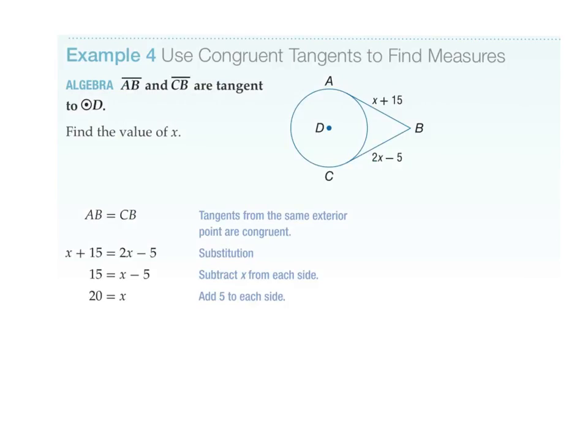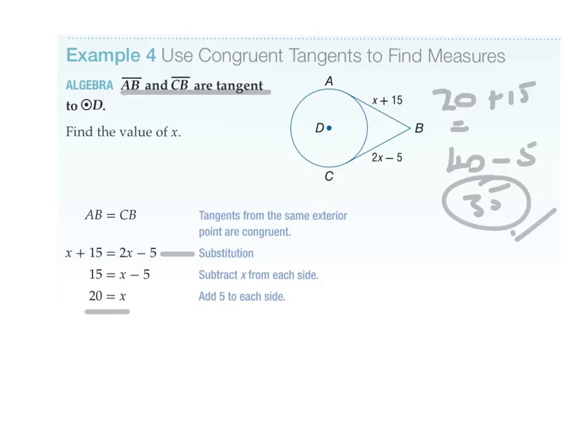Okay, so you know by the statement that they are tangent, so they must equal each other. So set them equal to each other. Basic algebra takes over. Quickest way of checking if your algebra is correct is plug it back into AB and BC. So you've got 20 plus 15, and does that equal 40 minus 5? Well, both of them are 35, so the answer is yes. And it's a good quick check on your algebra to make sure you've done it correctly.